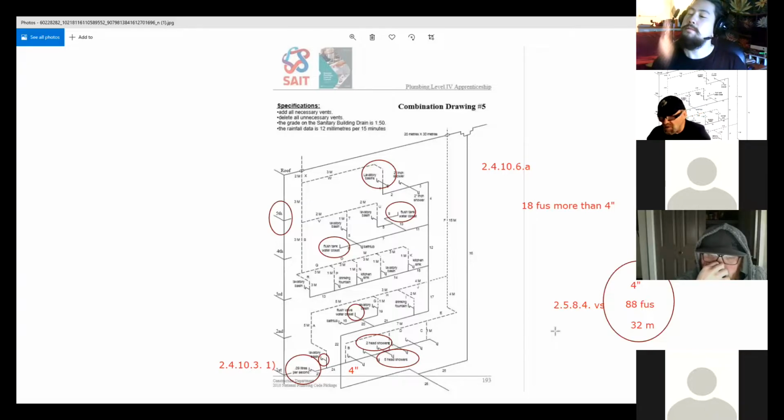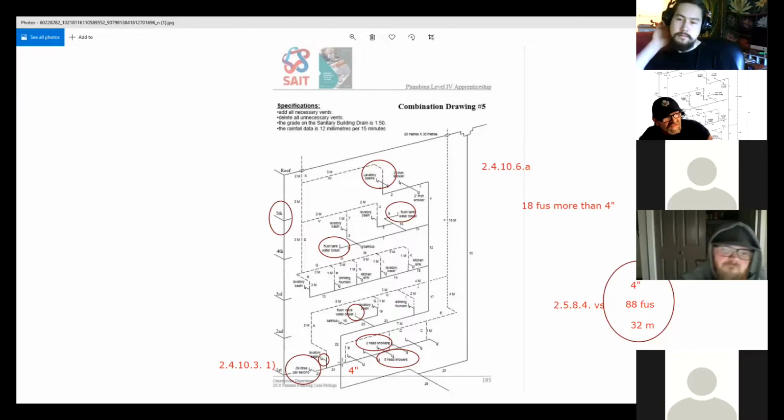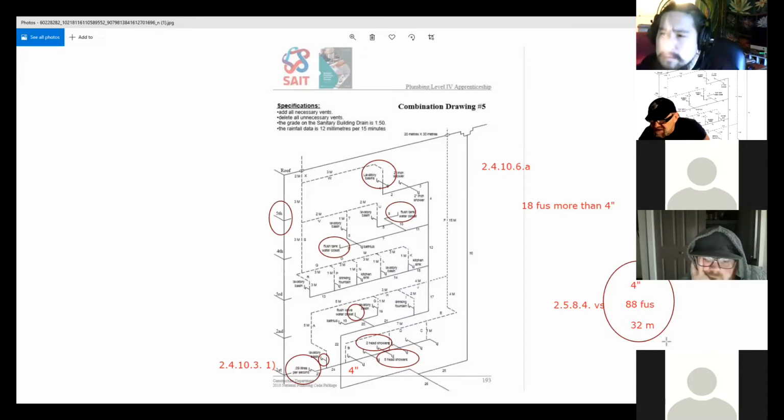And why? Well, the stack vent could be smaller. It's because of the developed length. The developed length goes from here all the way up. It's got such a large or long developed length of 32 meters that it's going to typically make that vent stack 3 inches.